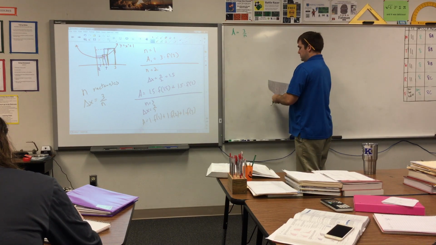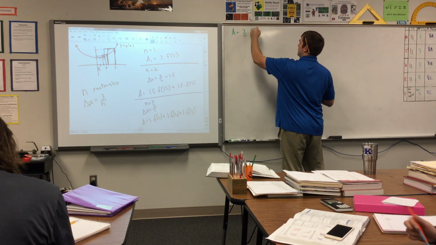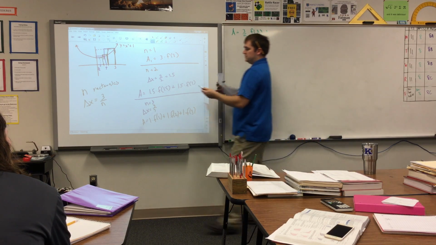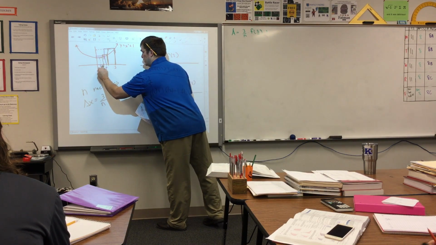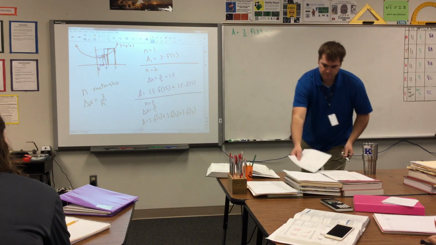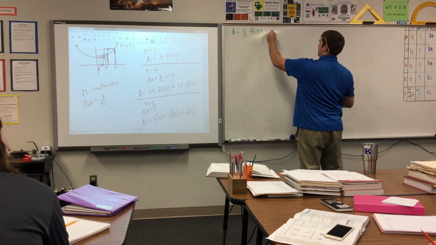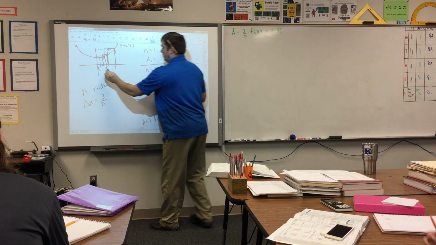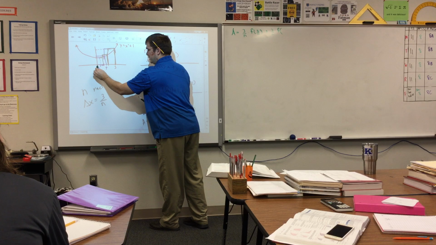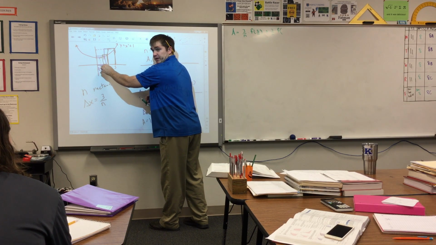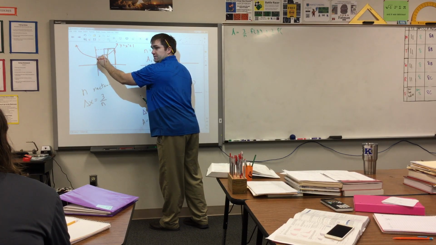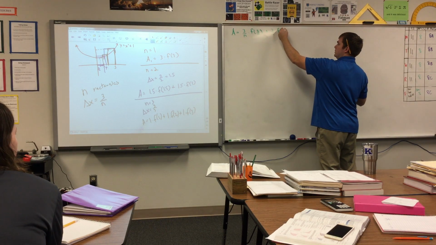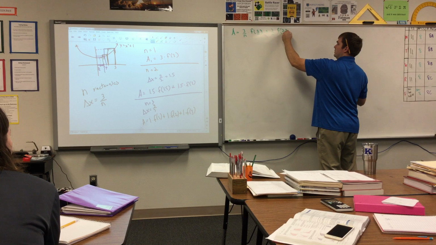So, f of 3 over n, plus the next rectangle, which would have a width of 3 over n, times f of 3 over n plus 3 over n, plugging that into the function value. So I'd be going over 2 3 over n's.